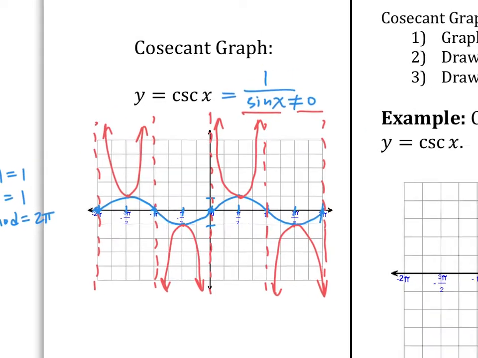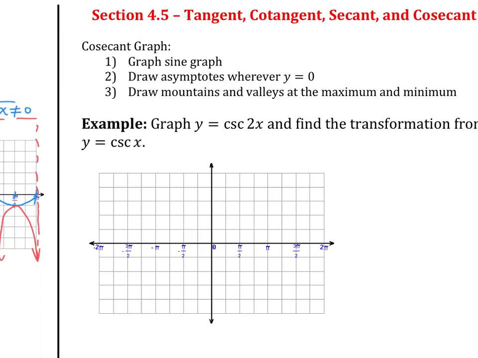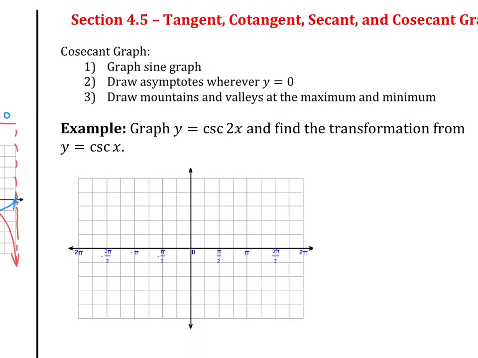Okay. All right. Let's have you try this one. Cosecant 2x. So the only thing we change is just put a 2 there. So same thing as before. We change this to 1 over sine 2x. Starting from here, find it. You're going to draw sine 2x, which from here you had to figure all that out. This is 2 pi over 2, so this is pi. So go ahead and draw the cosecant 2x graph.